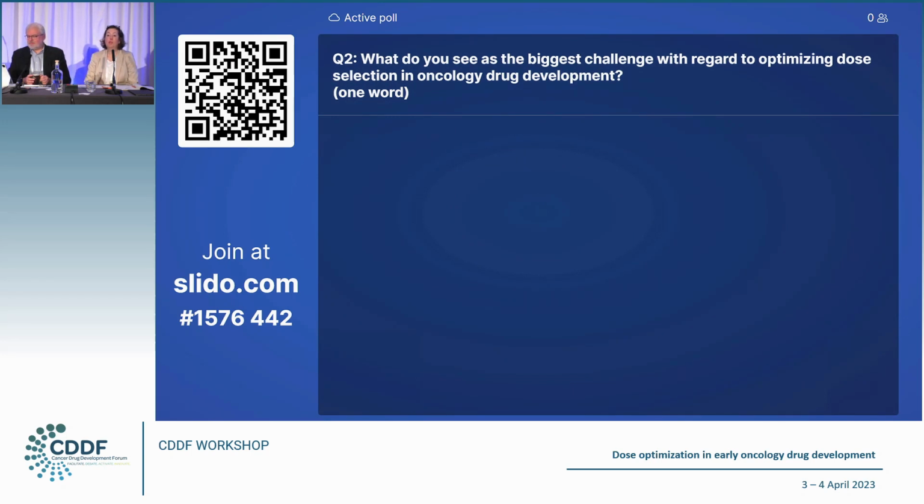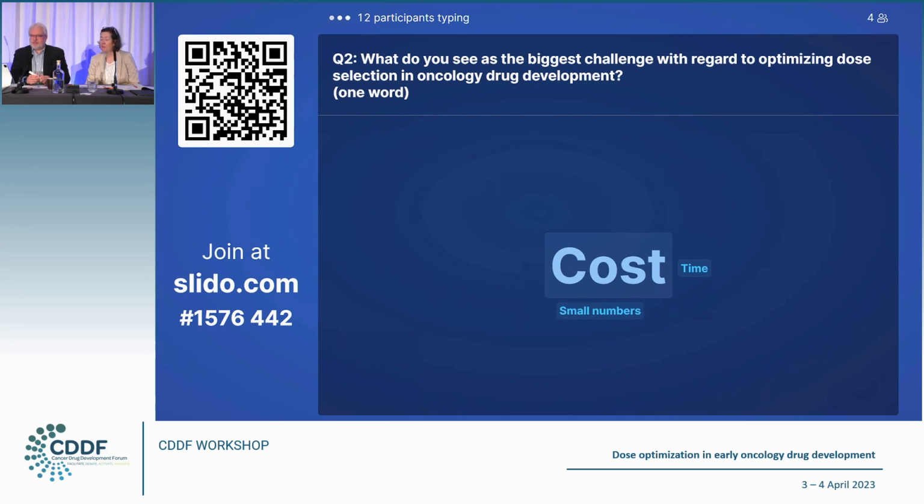Which is, what do you see as the biggest challenge with regard to optimizing dose selection in oncology drug development? So what do you think are the highest hurdles here? Is it methodologies? Is it change of habits? Is it the number of patients needed to do so, feasibility? One word, please. Answers coming up. One popping up immediately: cost and time.